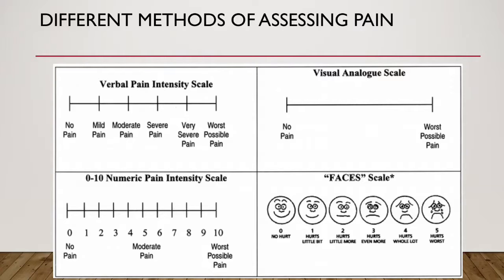Another scale that's very widely used in the healthcare world is the Numeric Pain Intensity Scale. This scale has 11 increments from 0 to 10. 0 concludes that there is no pain felt. 10 concludes that the patient is in the worst possible pain they can imagine.